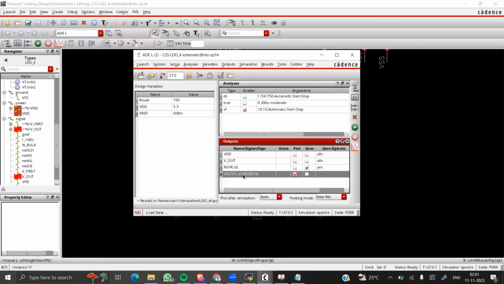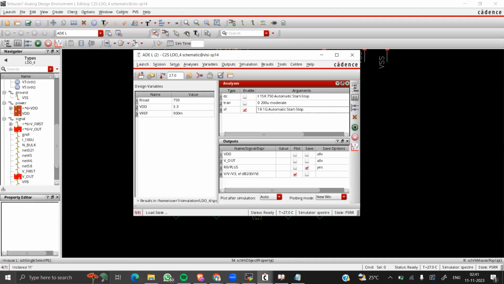I have plotted this as the supply. This is the voltage source, and this is the equation for PSRR. It's a 20 dB plot for XF values, and I just run the simulations. Well, we can see PSRR.